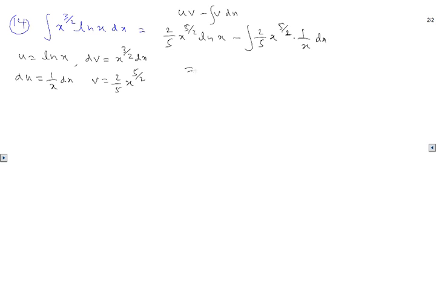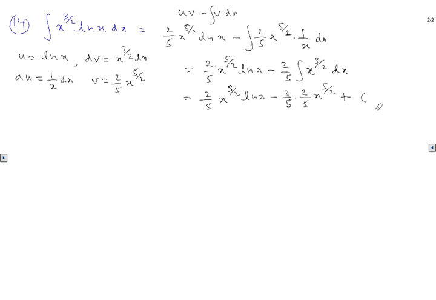Now the next step is we're going to simplify. So we're going to leave this one, 2/5 x^(5/2) ln x, minus 2/5. You can take it out. If you simplify inside, it's going to be x^(3/2) again, dx. Now we can integrate that part. So you're going to get 2/5 x^(5/2) natural log x minus 2/5, and when you integrate that one, you get another 2/5 x^(5/2) plus c, and you can simplify this a little. You can combine these two. Good.